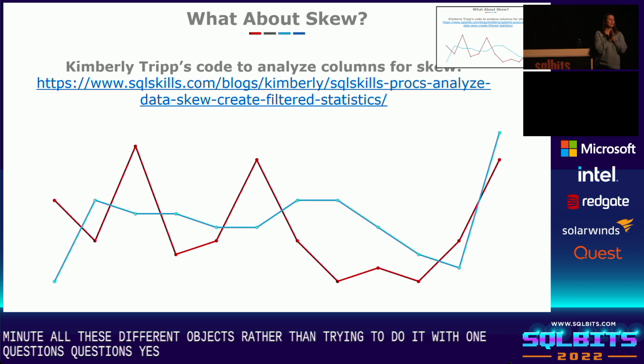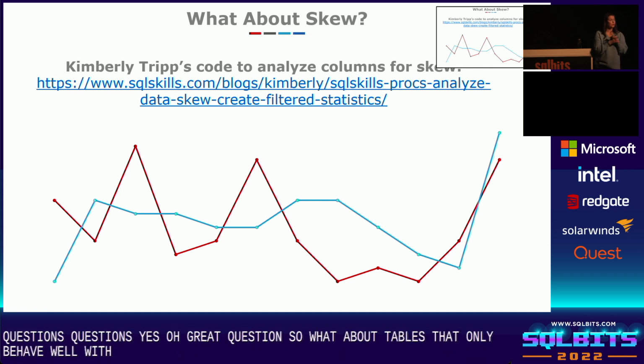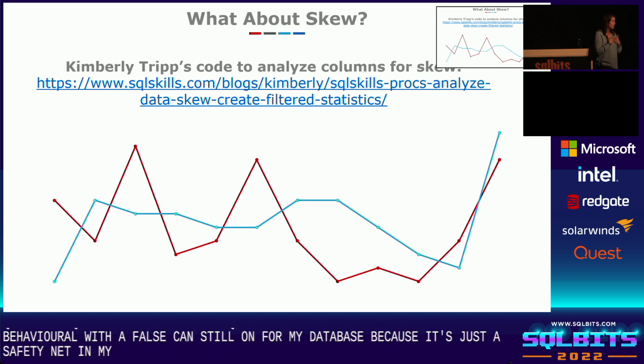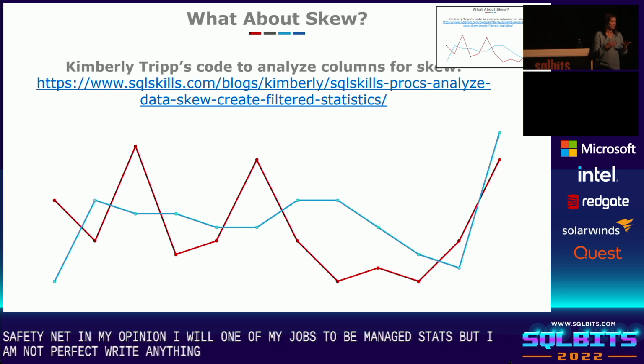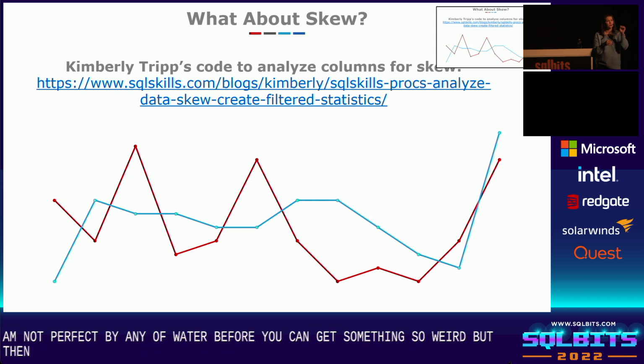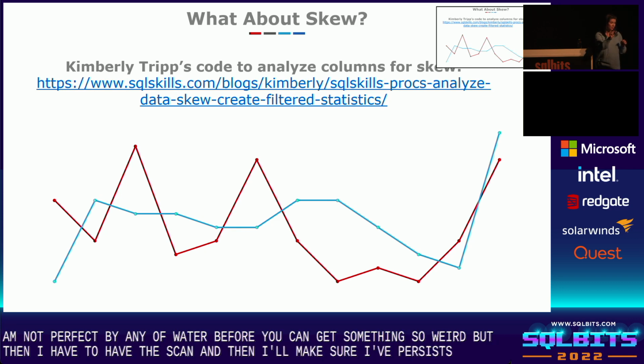Oh, great question. So what about tables that only behave well with a full scan? In that case, I still love leaving auto update stats on for my database because it's just a safety net, in my opinion. I really want all of my jobs to manage stats, but I am not perfect, right? And if you have multiple folks in the environment, you can miss something. So I leave auto update enabled. But when I always want the full scan, then I make sure I've set persist sample. Have you seen that option?